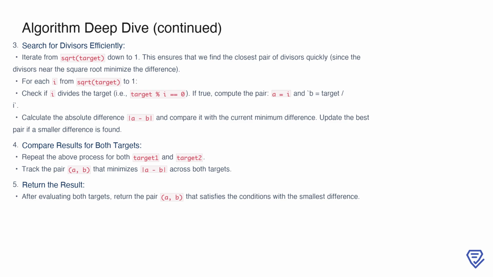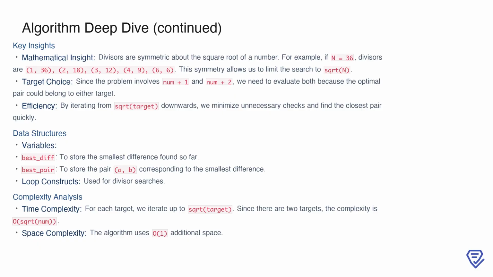The algorithm is built on a few important insights. First, divisors of a number are symmetric around its square root. For example, with n equals 36, the divisors are 1 and 36, 2 and 18, 3 and 12, 4 and 9, and 6 and 6. This symmetry allows us to restrict our search to numbers up to the square root, significantly improving efficiency.